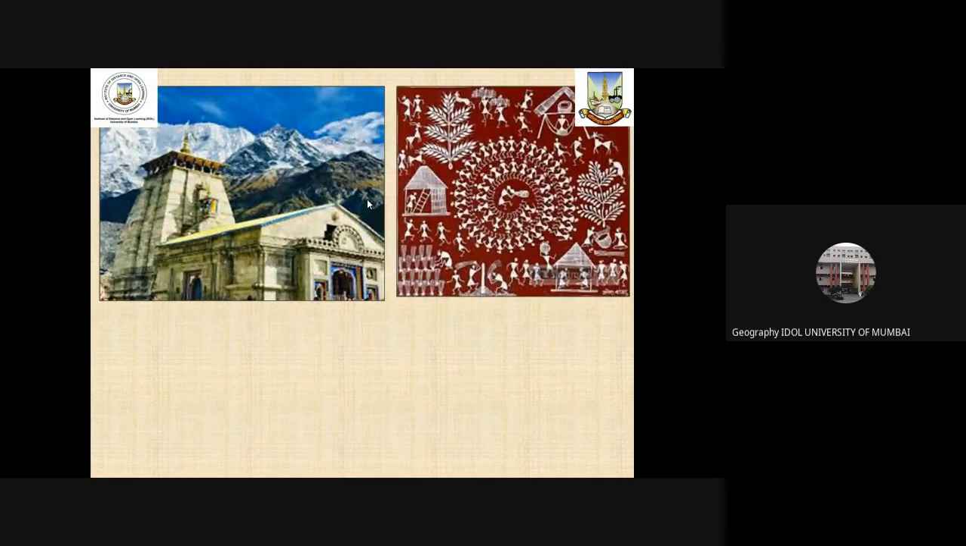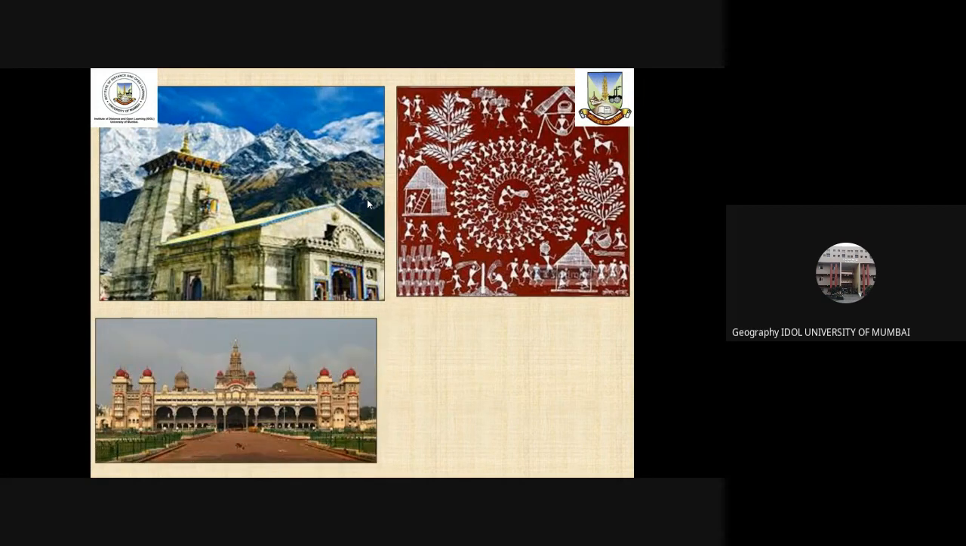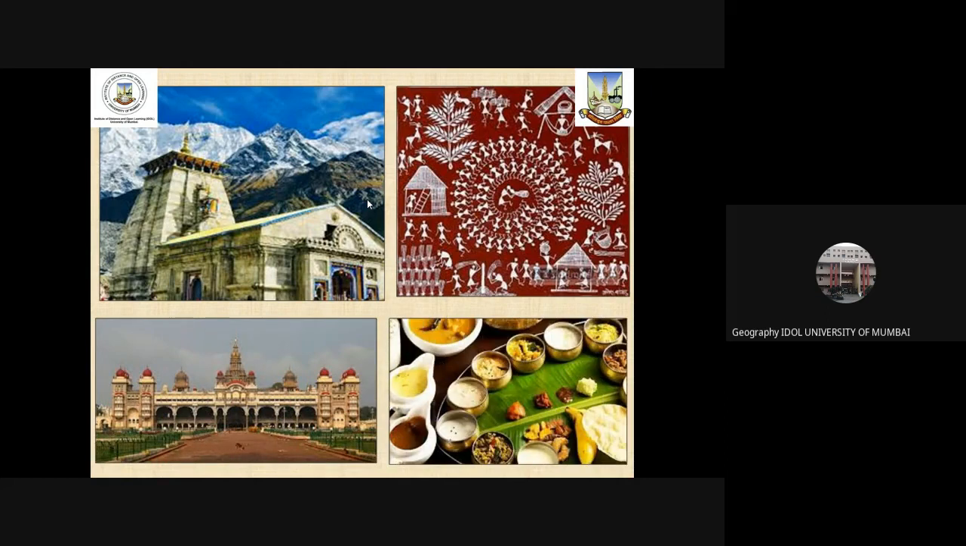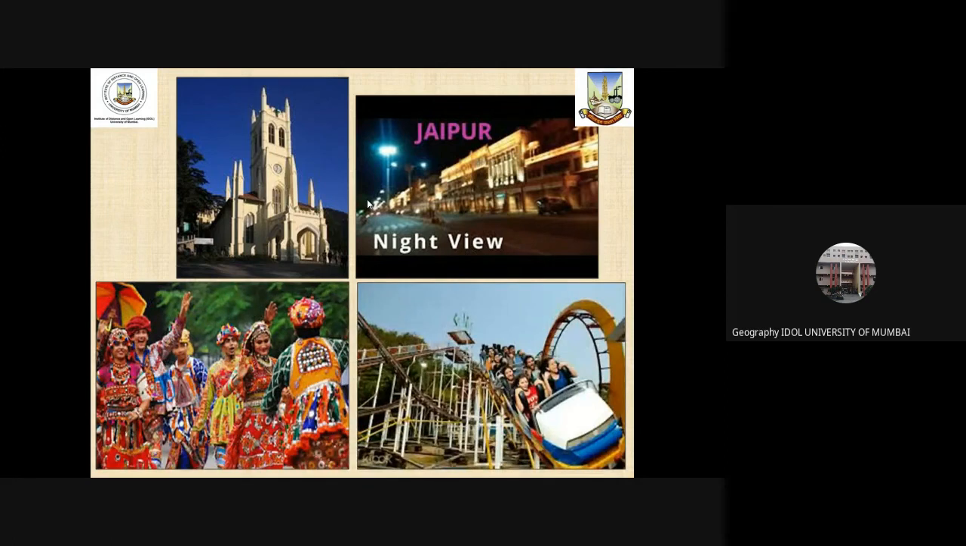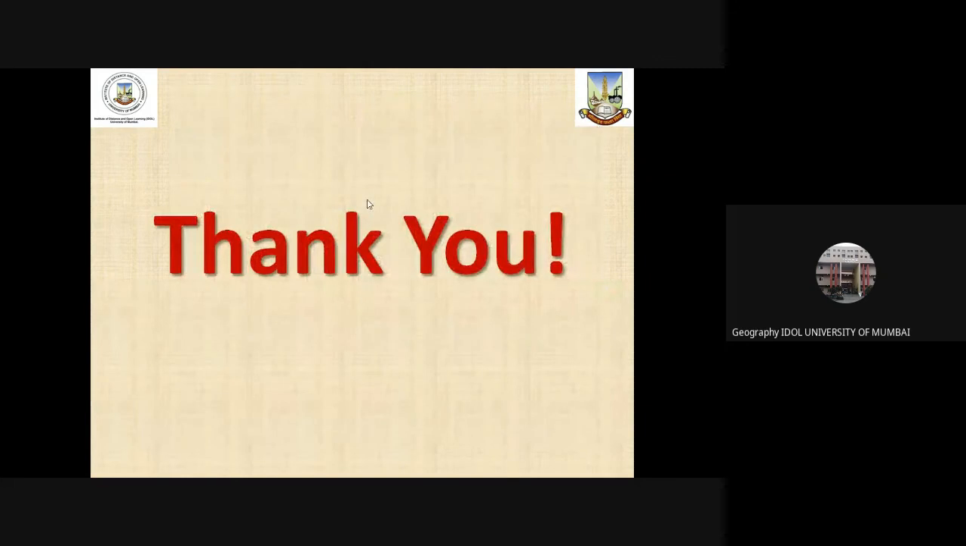Now, various places of importance, like Kedarnath in Uttarakhand, then Warli paintings by the Warli tribal community, Maharaja Palace in Mysore, the cuisine tourism in Indore and Kerala, and many other places of India. Then we have the famous church in Shimla, Jaipur, the Pink City, then Rajasthani folk dance, and various recreation centers like Imagica in Mumbai, and so many other places, of course. So these are the potentials for India's tourism development in terms of natural potentials and cultural potentials as well.